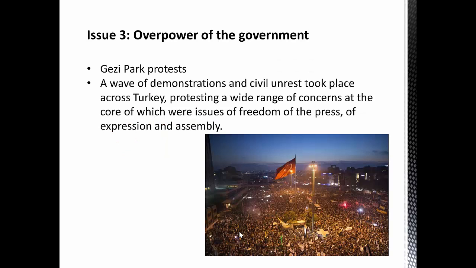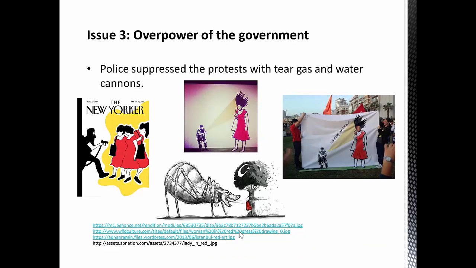Gezi Park protest was a wave of demonstration and civil unrest that took place across Turkey, protesting a wide range of concerns, at the core of which were issues of freedom of press, of expression, and assembly. Police suppressed the protest with tear gas and water cannons. Can you guess what these pictures are going to tell us?